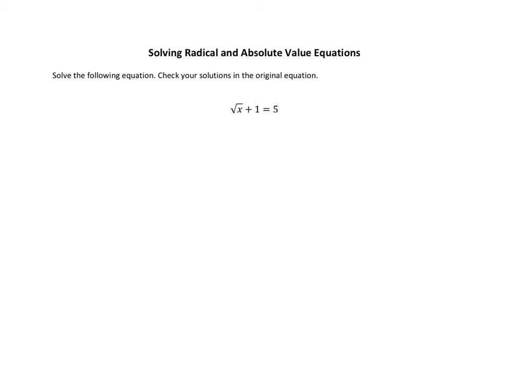So I'm going to start by subtracting 1 from both sides. That leaves us with the square root of x is equal to 4. And if you want to get x by itself, to undo a square root, you can square both sides. So I'll square the left and the right. If you square the square root, they cancel, and it leaves you with x, and 4 squared is equal to 16, and this is the possible solution to the original equation.